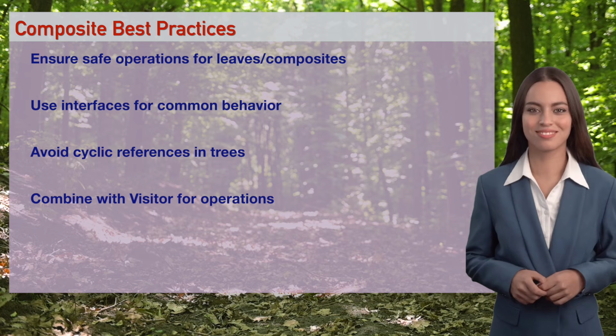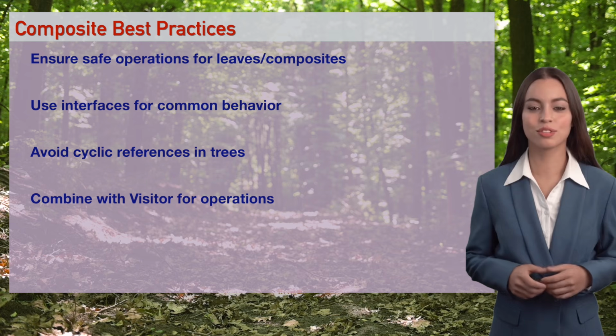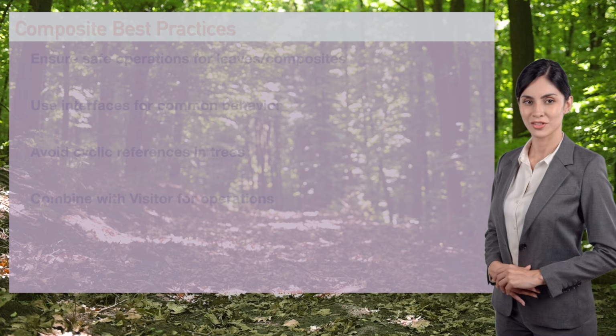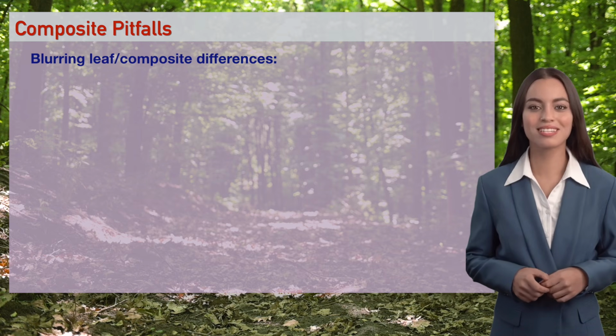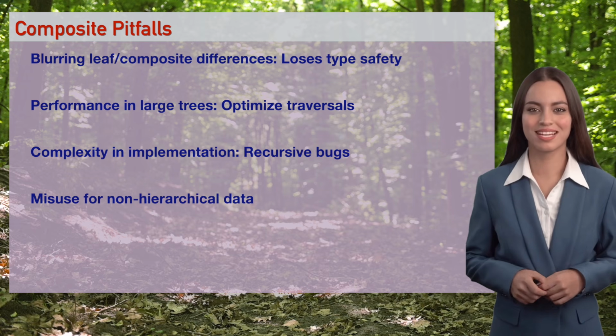Best practices: ensure operations are safe and meaningful for both leaves and composites, perhaps with no-ops on leaves. Use interfaces to define common behaviors per ISP from Day 2. Prevent cyclic references to avoid infinite loops. Combine with patterns like Visitor for separating operations from the structure. Robust and extensible.